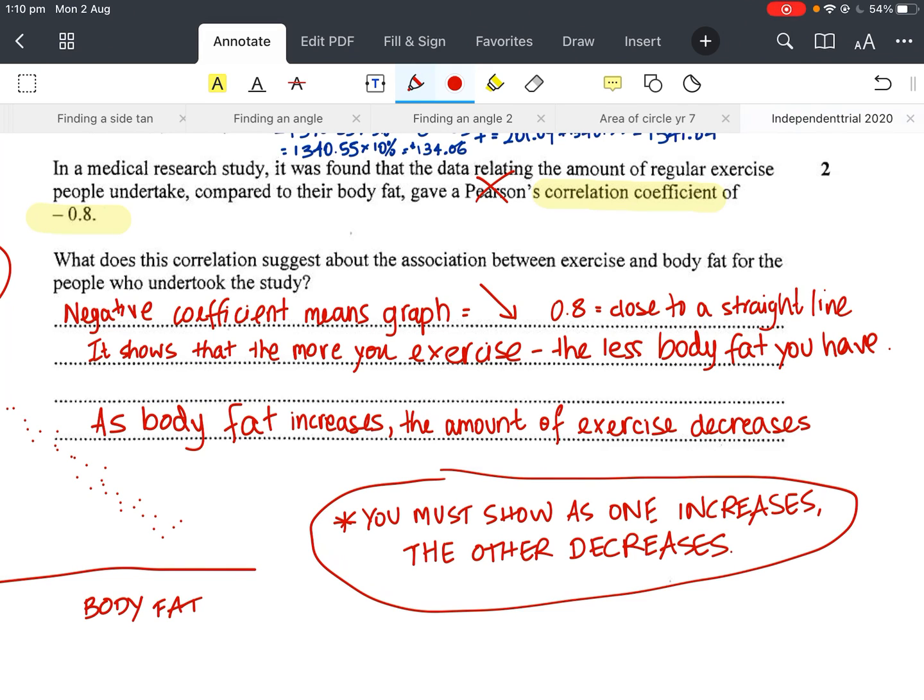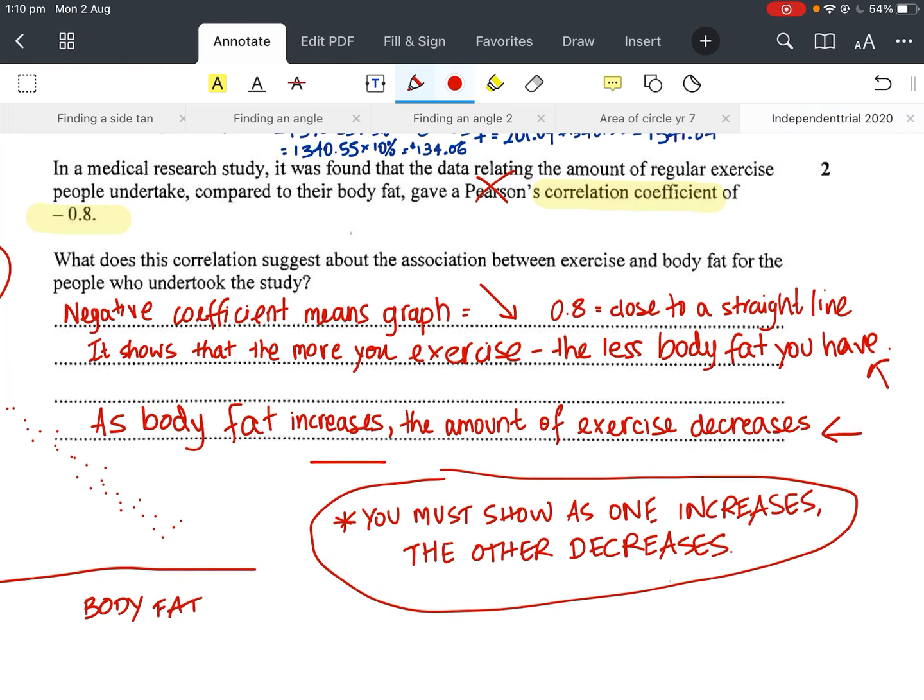No matter what you do, if it says a negative coefficient, you have to show that as one of the issues, body fat or exercise, as one of them increases, the other one decreases. It shouldn't really matter which way you say it, okay? So that's why I wrote both. So there's two there. You can either say the more you exercise, the less body fat you have, or you can say as body fat increases, the exercise decreases.